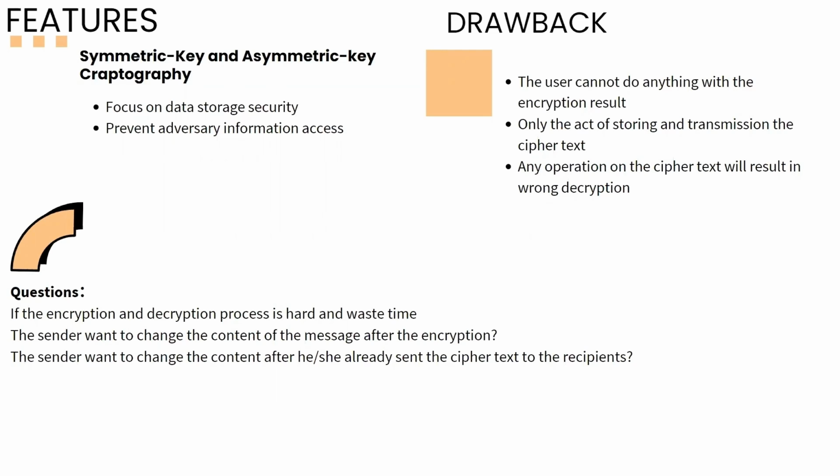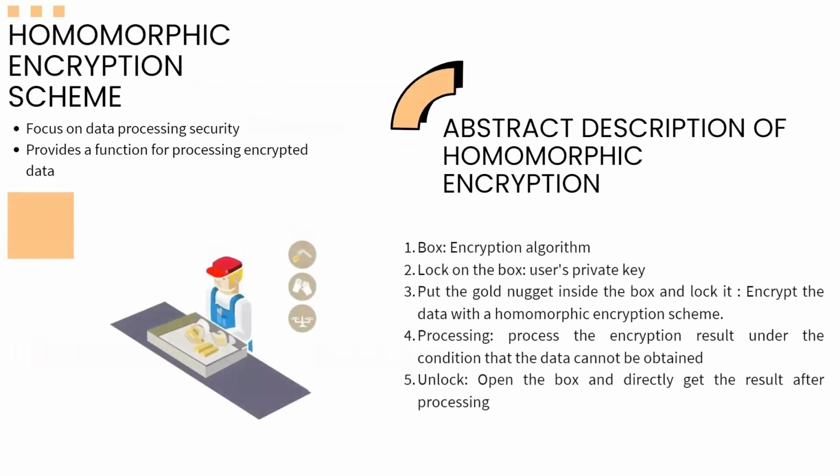And the encryption and decryption process is overly complex and time-consuming. So what kind of solutions can help to solve these issues? Maybe homomorphic encryption would be a solution. Homomorphic encryption focuses on the security of data processing instead of the security of data storage. It provides a function that needs no decryption of the ciphertext but still can change its content.